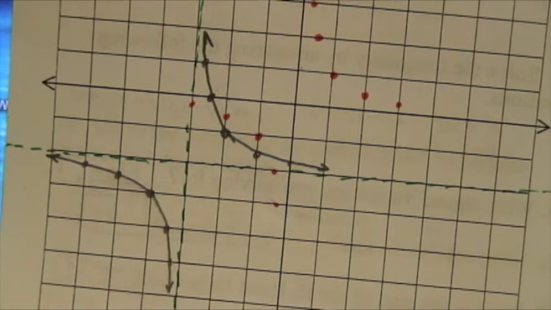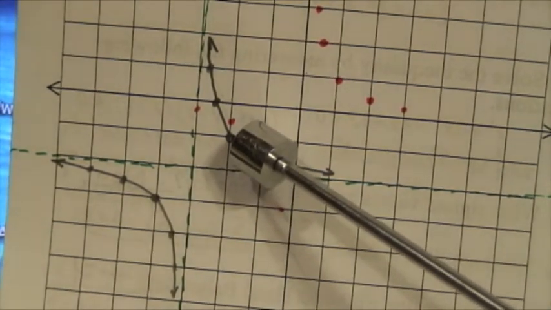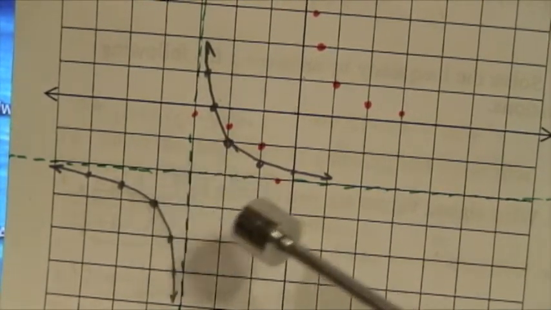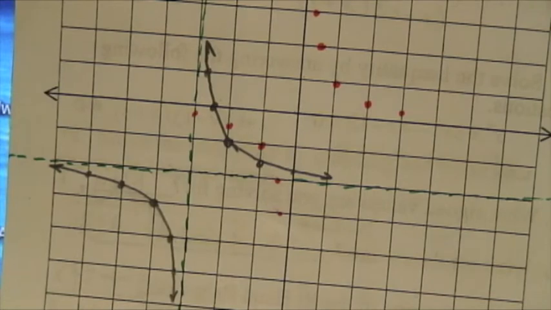And again, I was really concerned that you hit these points. If you didn't, I marked something about it. You can't miss those. They're too easy. Alright? Don't touch the asymptote lines and everything's good.